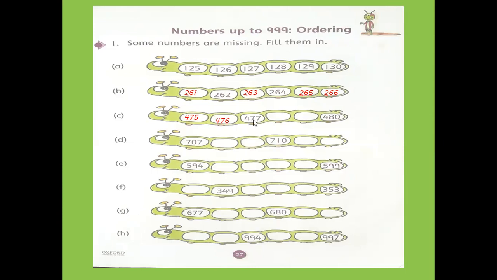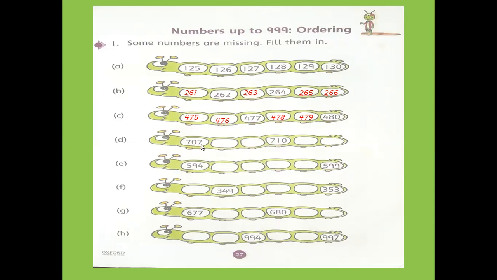477 comes. So after 7, what comes? 8. So it is 478. And after 8, 9. 479 and 480 is given. So now read 475, 476, 477, 478, 479, and 480.